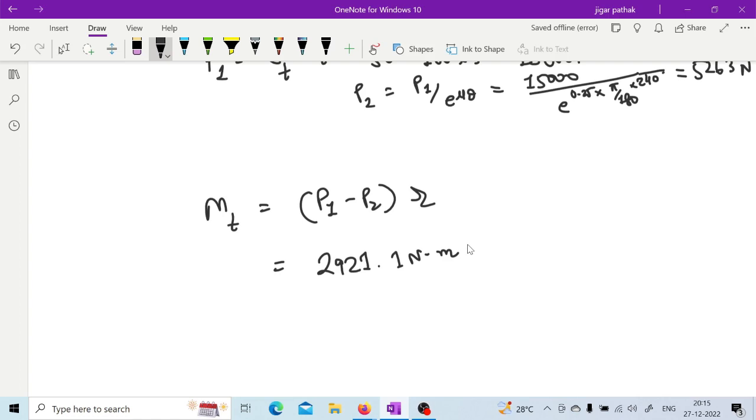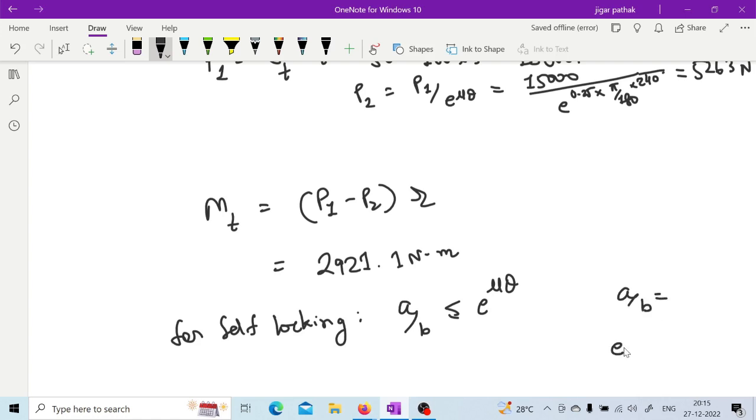Now finally, the self-locking condition, whether the brake is self-locking or not. We need to calculate A by B and e raised to mu theta. So for self-locking, A by B must be less than or equal to e raised to mu theta. So calculate both, what is A by B and what is e raised to mu theta. Since the value of P we have calculated is positive, it is not self-locking. Correct, that is also a correct interpretation. Yes, the brake is not self-locking, but still you can show this value here also.